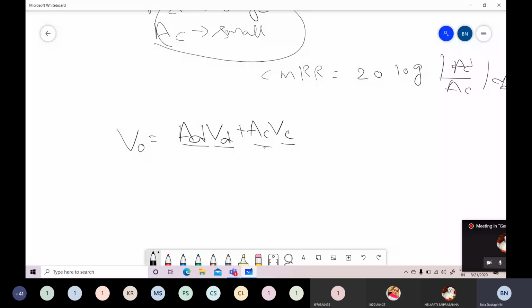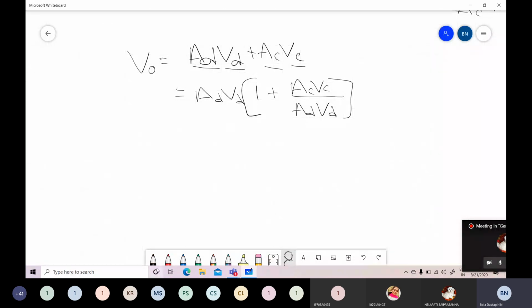Now from this, if you take AD into VD common, what do you get? 1 plus AC into VC divided by AD into VD. After taking AD into VD common, you get the equation like this: 1 plus AC into VC divided by AD into VD. So now from this, V0 is equal to AD into VD times 1 plus, so now what can you write it as?